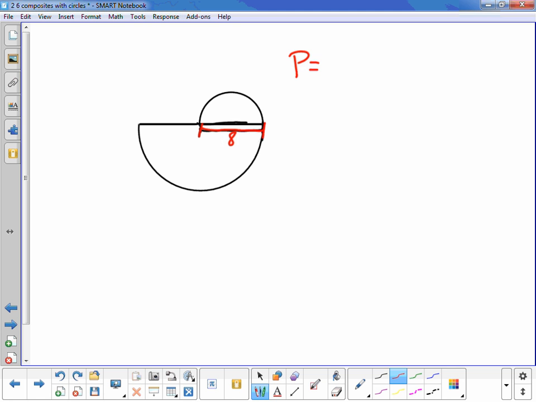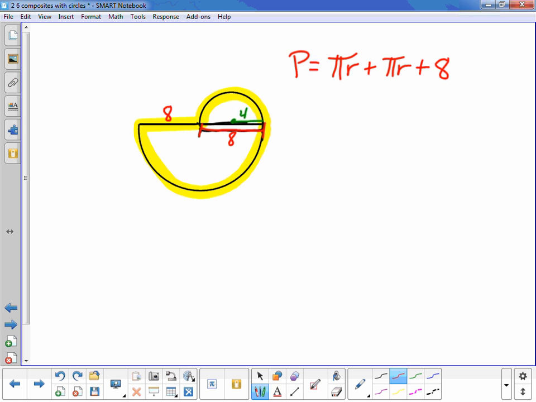So the perimeter, let's start with this part. That's half of a circle, a semicircle, so it would be pi r. Then we would add to that the circumference of this semicircle, which the radius of this circle would be 4. So that would be another pi r. But here's what people miss. They miss this edge right here. That is another radius of the bigger semicircle, which is 8. So you have to include that in your perimeter.